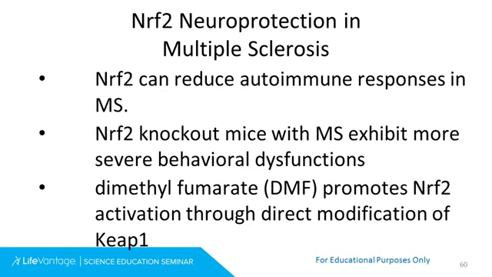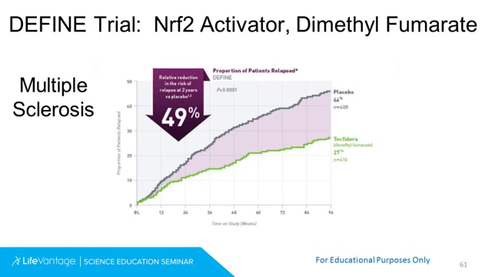Multiple sclerosis. This is the one specific disease where they do have an FDA indication for an NRF2 activating agent, a drug called Tecfidera, made by Biogen Idec. The chemical name for Tecfidera is dimethylfumarate, and it promotes NRF2 activation through direct modification of the KEAP1 protein, that holding protein. They've done 2 studies with this drug that were very landmark kind of trials in MS.